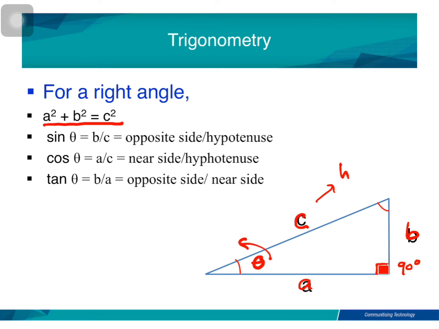You can have sin theta is equal to the opposite side divided by the hypotenuse. The opposite side here is B, so B divided by C. If you want cos theta, we have the near side divided by C, so A divided by C, the hypotenuse. The last one is tangent theta, the opposite side divided by the near side. For this example, tangent theta is B divided by A.